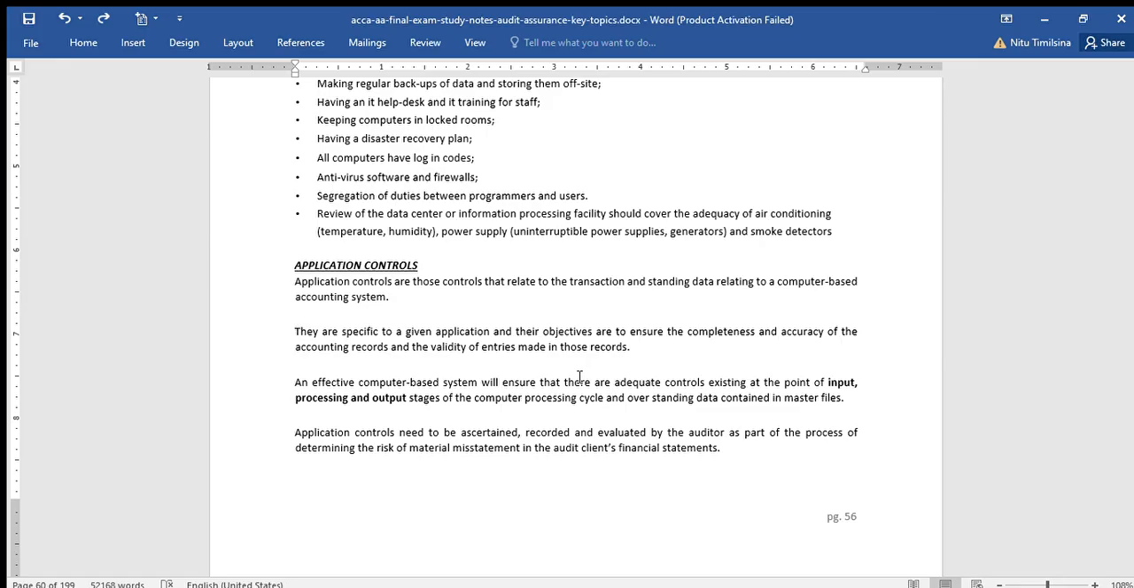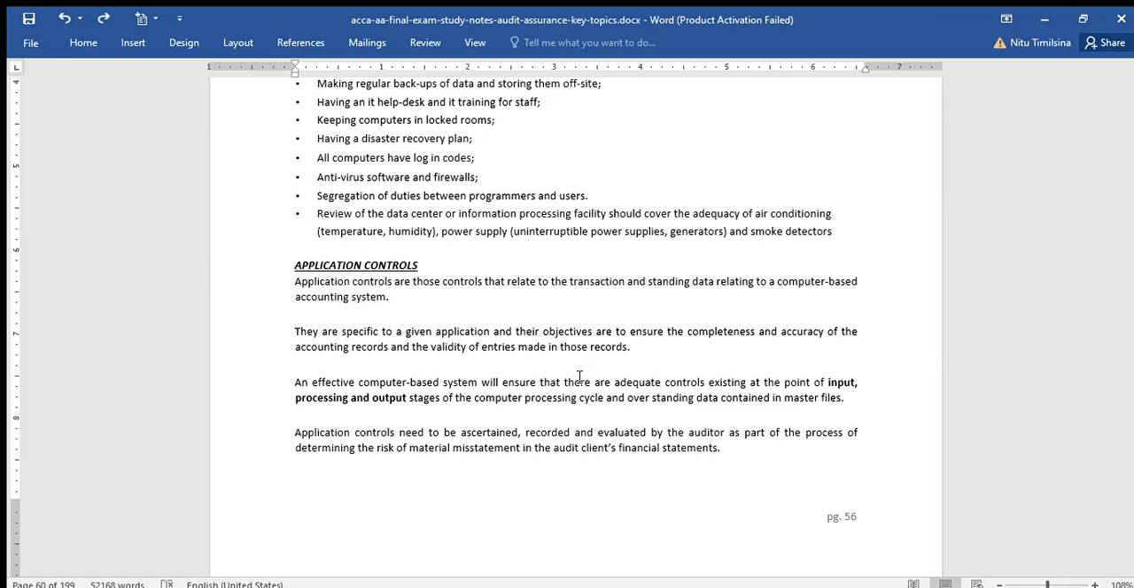So in general controls, we can say that the IT environment is secure. This general control ensures that the IT environment is secure and stable through backups, passwords, firewalls, disaster recovery plans, locked servers, separate IT staff, and separation between IT staff and users.